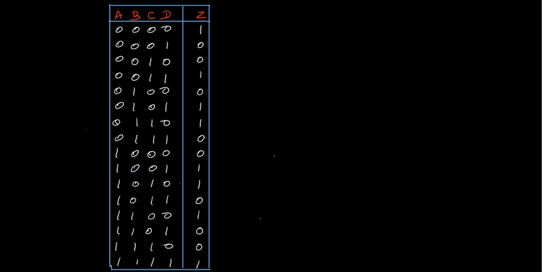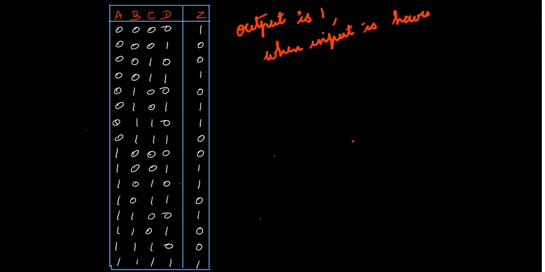If you look at this, it is very clear, it is similar to the previous one, but it is detecting only even numbers of 1, right? That is, output is 1 when input is having odd numbers of 1s, right? Okay, so if you go for K-map, the K-map would be like this.